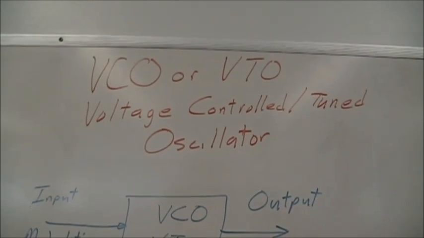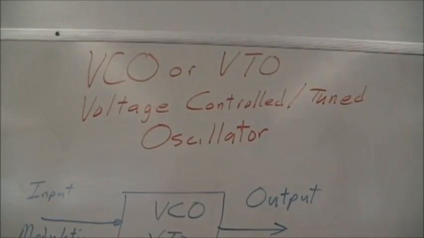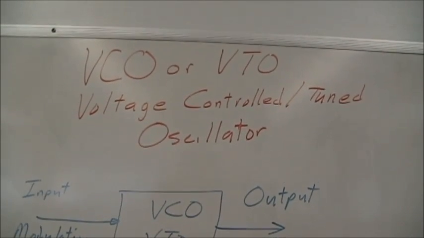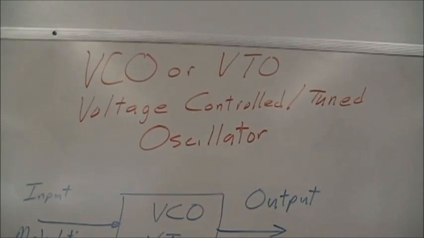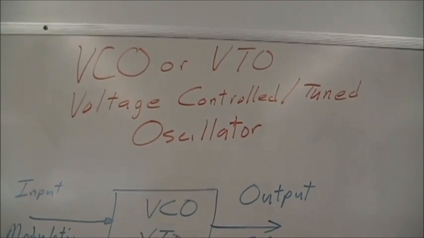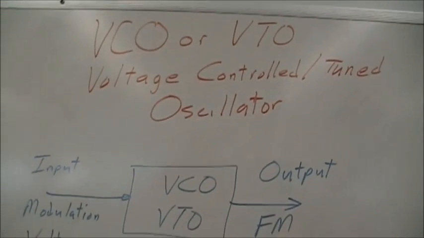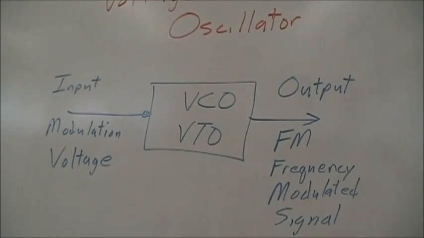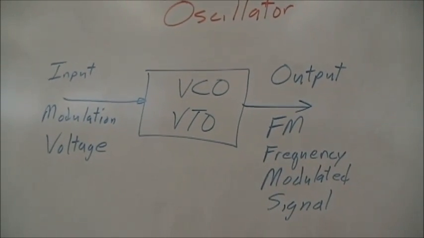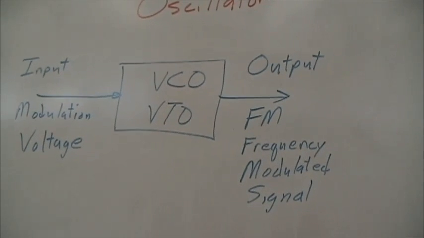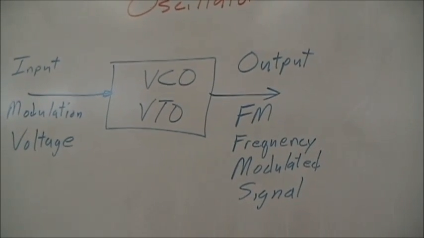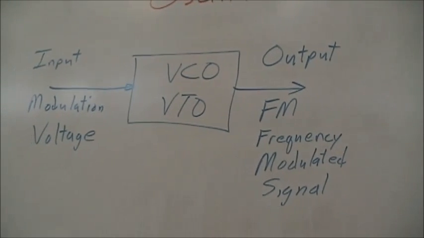This is the introduction to our FM laboratory. The key component in FM signal generation is the VCO or VTO, voltage controlled or voltage tuned oscillator. The way the VCO VTO works is that we input a modulation voltage and the output is a variable frequency signal, which is an FM signal.